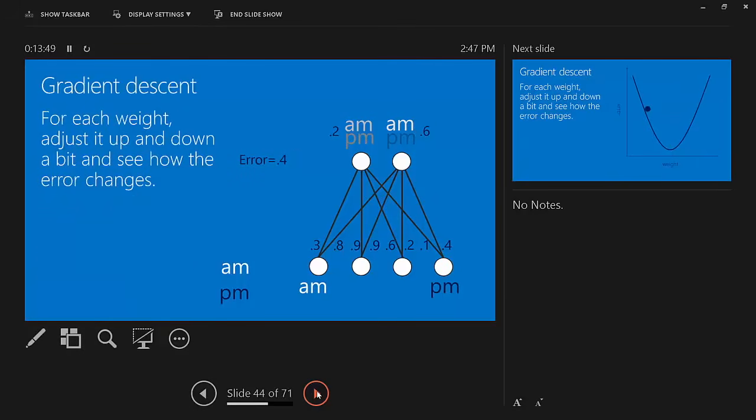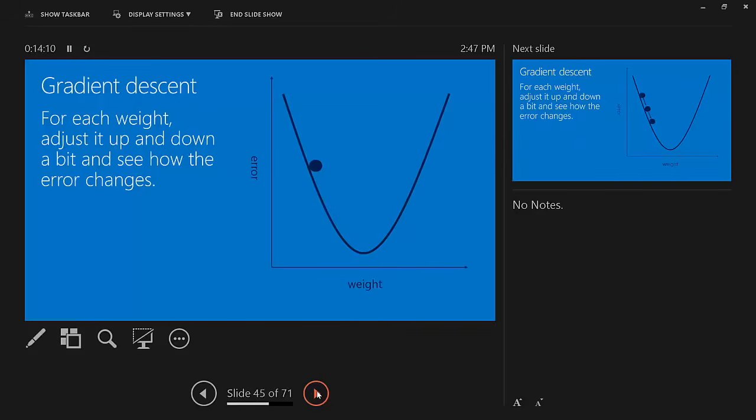Now the trick here, gradient descent. If there is an element of magic in deep learning, it's gradient descent. What you do is you go through and adjust each of these weights. You adjust it a little bit up and a little bit down and see which way decreases the error. The concept in gradient descent is that a weight is a quantity that you can shift a little bit side to side. As you do, this error will change.